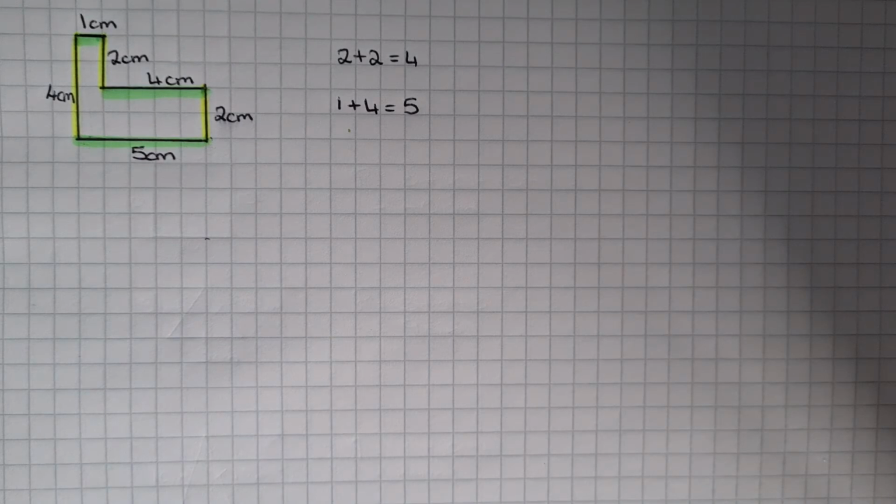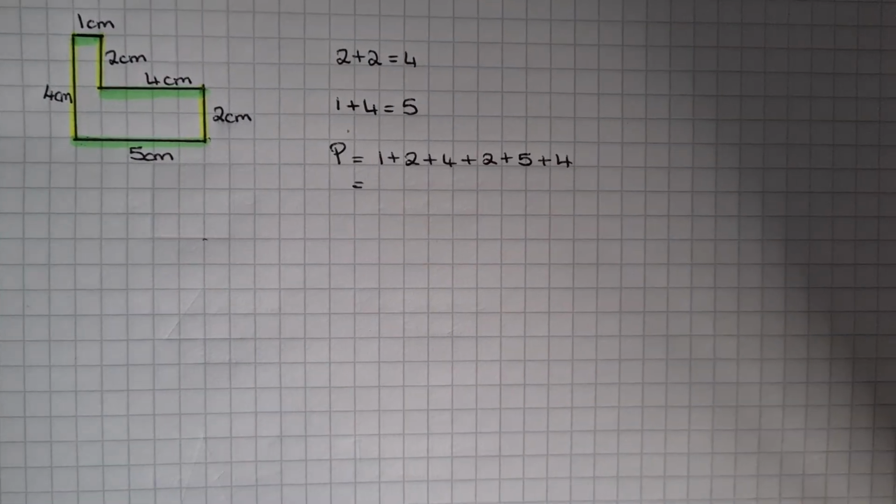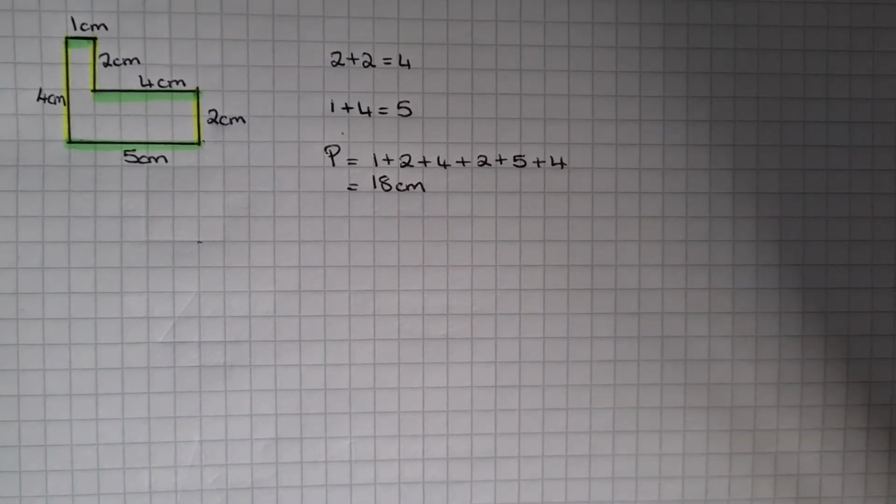Once you've done that, you just go around and add them all up to get the perimeter, which for this one is 18 centimetres. That should help with question 7 on the worksheet.